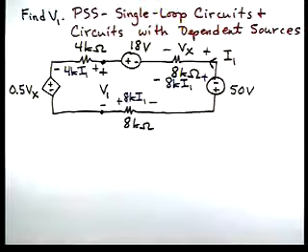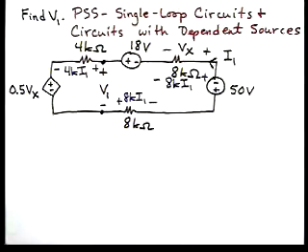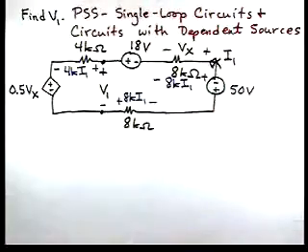Now, in the strategy for circuits with dependent sources, we're going to treat this dependent source as an independent source when we're writing the KVL equation. Since it's a single loop circuit, we have one KVL equation. So let's start in that upper right corner and let's go around counterclockwise.